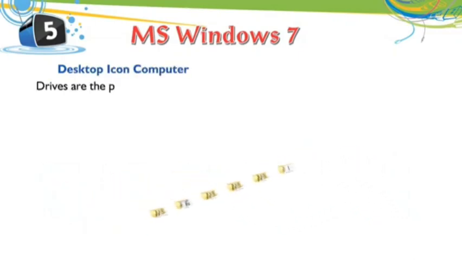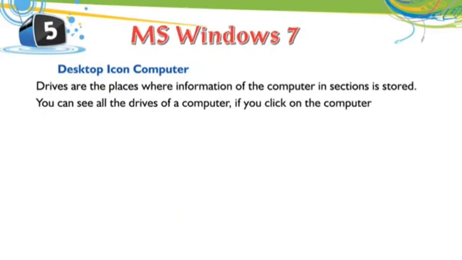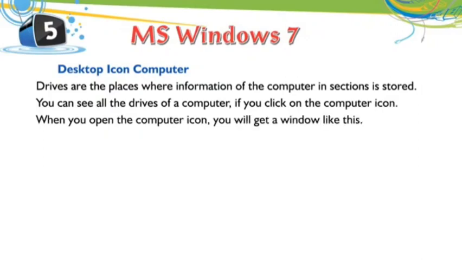Desktop icon computer. Drives are the places where information of the computer is stored in sections. You can see all the drives of a computer if you click on the computer icon. When you open the computer icon, you will get a window like this.